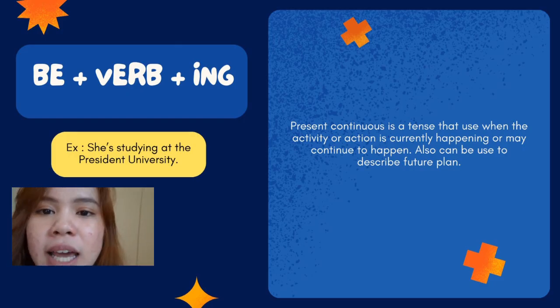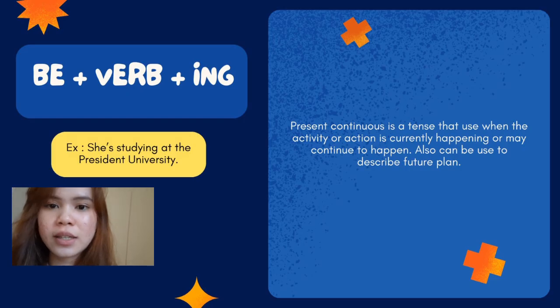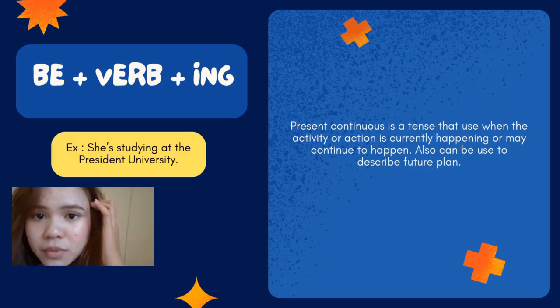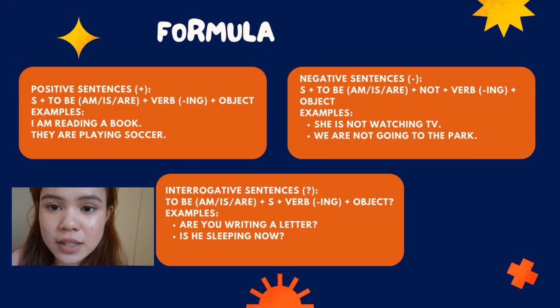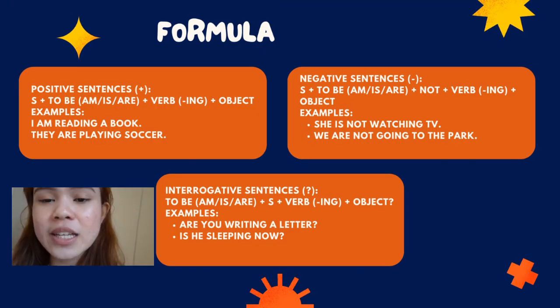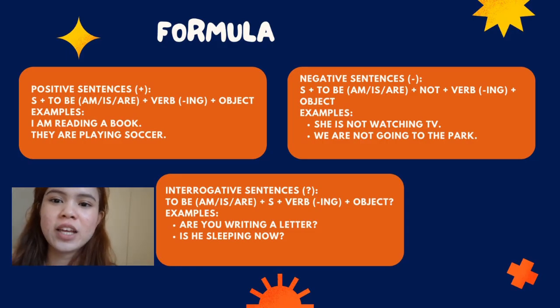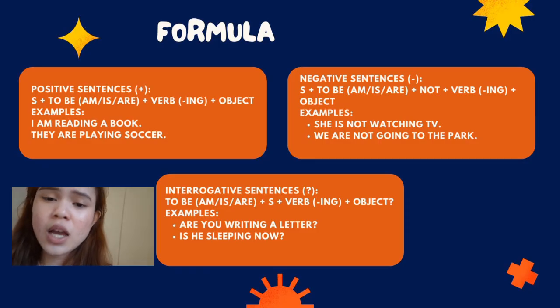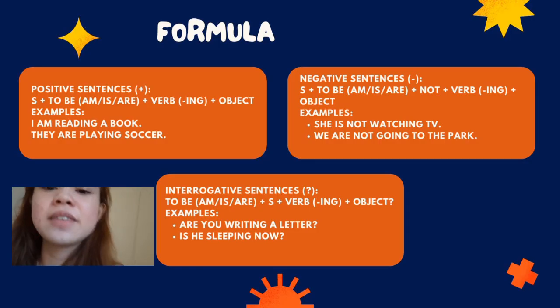Now, let's look at the formula for the present continuous tense. First is the positive sentence. The formula is subject plus to be, am, is, are, plus verb ing plus object. For example, I am reading a book. They are playing soccer. Like that.